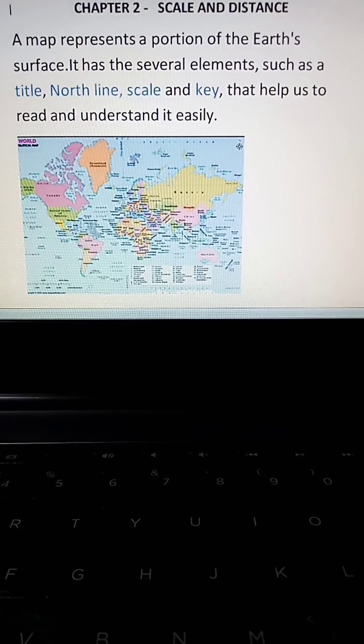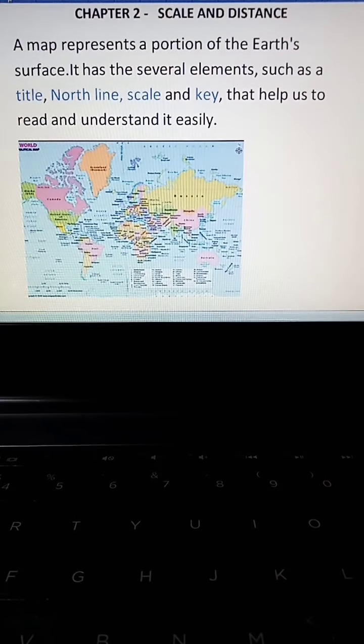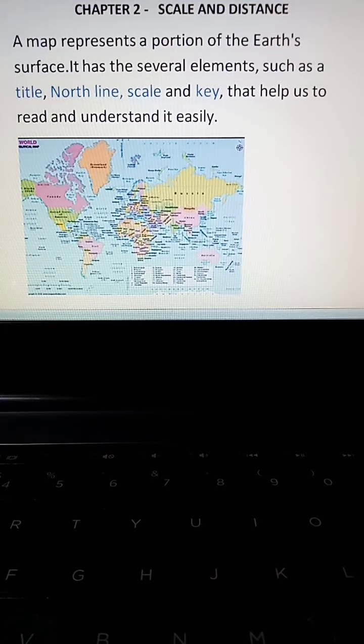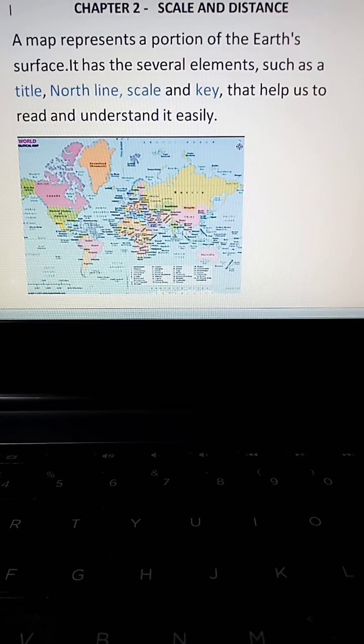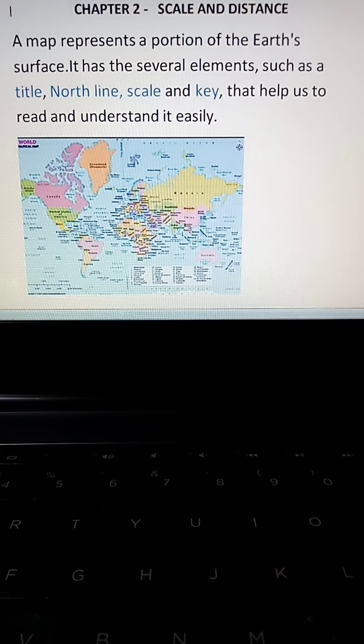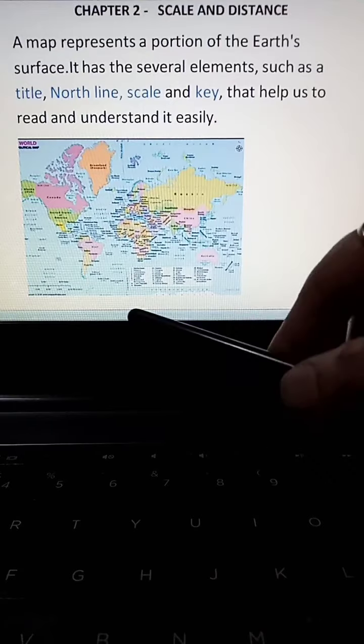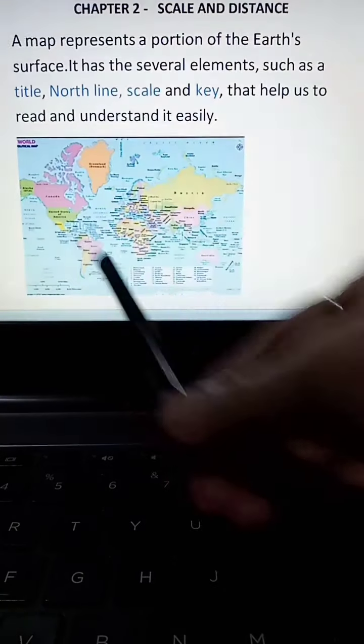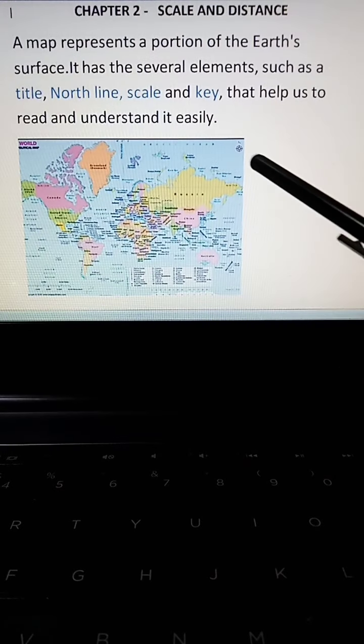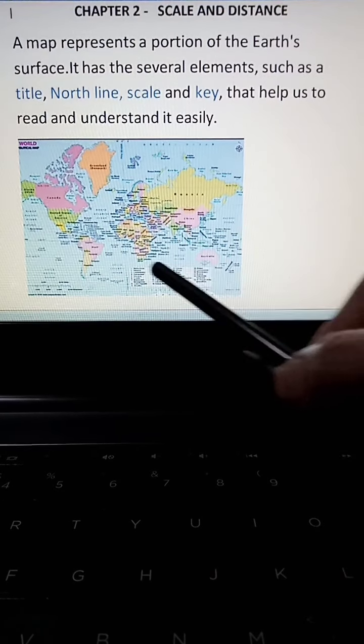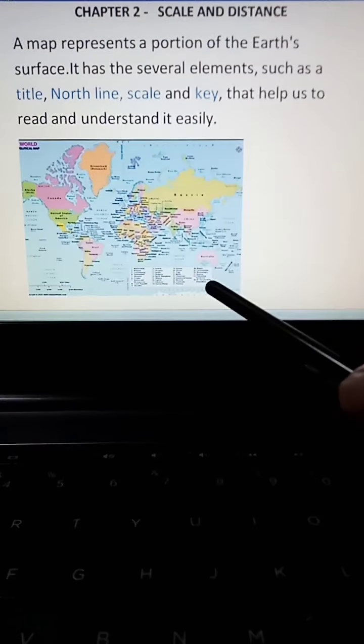It has several elements such as a title, north line, scale and key that help us to read and understand it easily. So students, as you can see, this is the scale of the map, this is the title of the map and north line, and this is the key of the map.